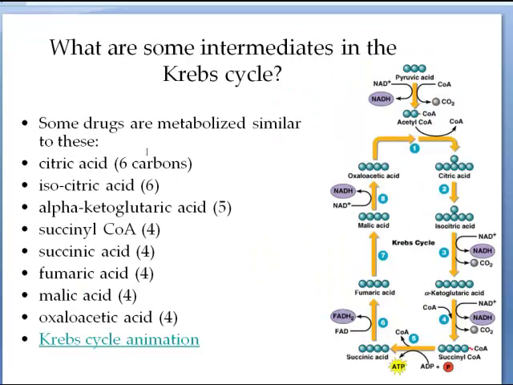So these intermediates that are present in the Krebs cycle are all written in this chart, and many drugs are synthesized to break down these intermediate molecules. So some drugs are metabolized similarly to these. For example, citric acid, isocitrate that has 6 carbons, alpha-ketoglutarate with 5 carbons, succinic, fumaric, malic, and oxaloacetic acid. They all have 4-carbon compounds. So one way to combat a bacterial infection would be to have drugs that can break down these molecules.